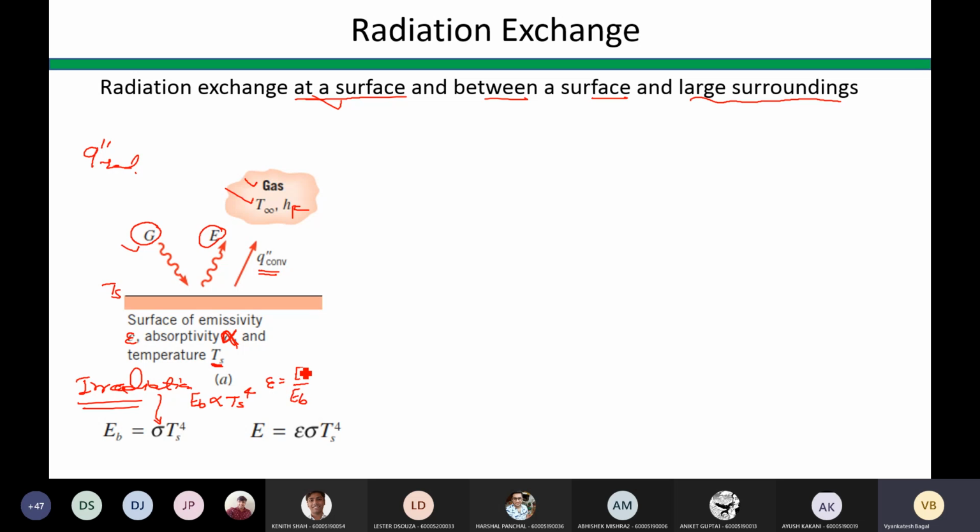So emissivity is the ratio of the emissive power of a body to the emissive power of a black body at the same temperature. So emissivity is E by EB. If I use this formula, then I can write that the emissive power of any body, E, can be written as epsilon sigma Ts raised to 4. So if you are done with these two formulas, I will project the second diagram.